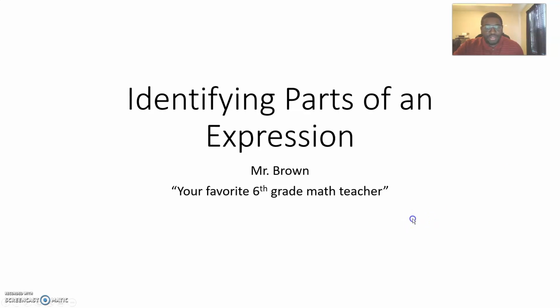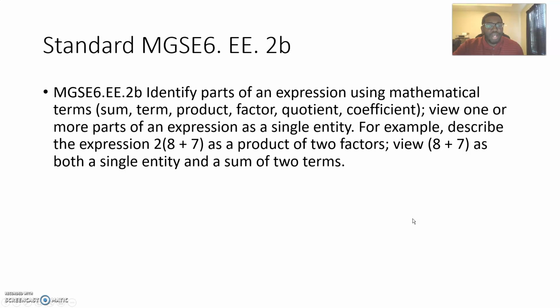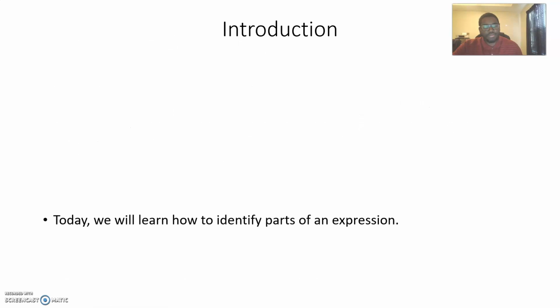All right, sixth graders. This is our standard we're going to be learning today. MGSE 6 EE2B: Identify parts of an expression using mathematical terms, such as sum, term, product, factor, quotient, coefficient. View one or more parts of an expression as a single entity. For example, describe the expression 2 times (8 plus 7) as a product of two factors. View 8 plus 7 as both a single entity and a sum of two terms.